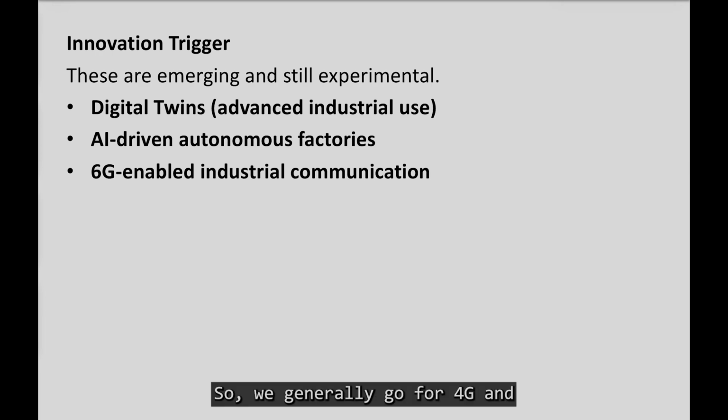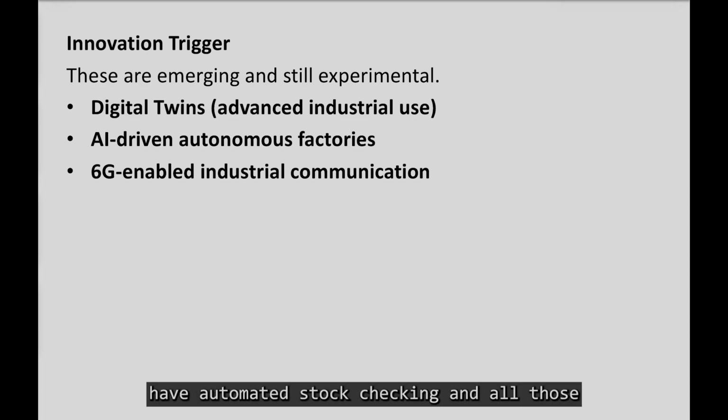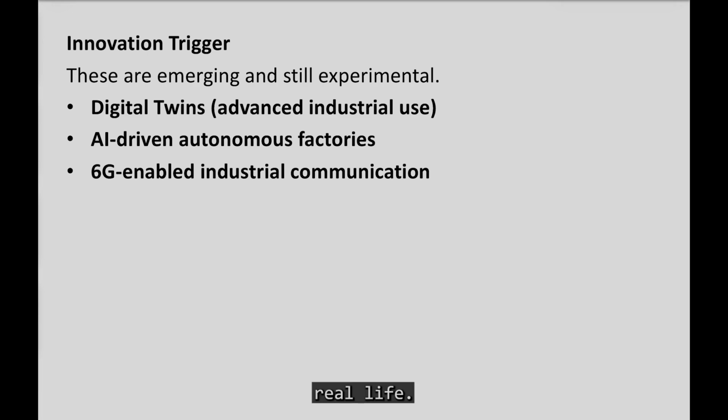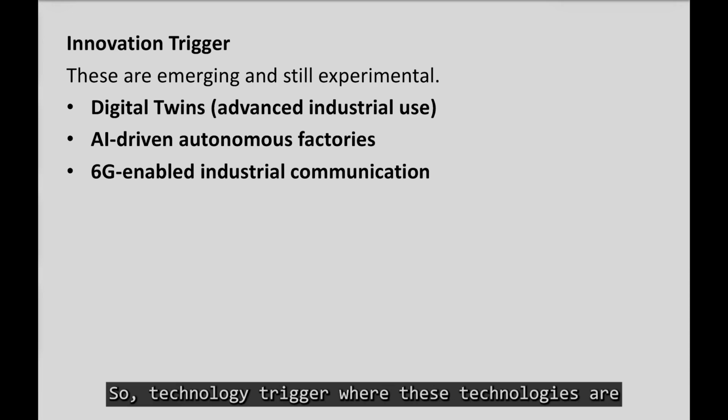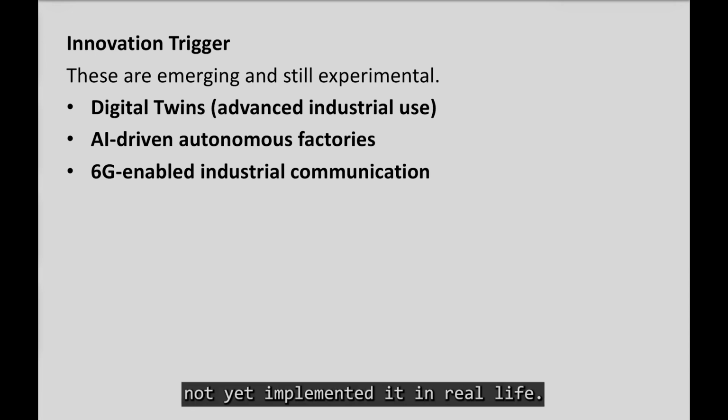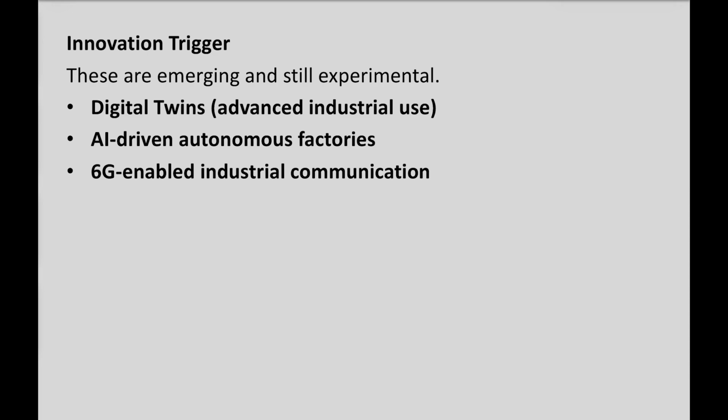We generally go for 4G and 5G. 6G is not being used. In the case of autonomous factories, we have automated a few pick and places, or automated stock checking, and all those things are automated. But AI-driven autonomous factories have not yet been implemented in real life. So these are all triggers. In technology trigger, where these technologies are there, it is just a trigger. We have not yet implemented it in real life, so it is still in the experimental stage.